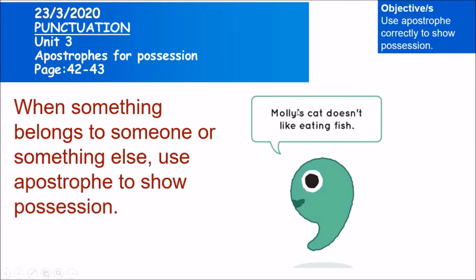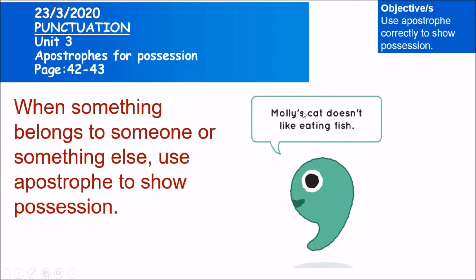The first is apostrophe for contraction, like this one. Instead of writing does not, you use apostrophe to join the two words. So you have doesn't. And the second use of apostrophe is to show possession, or to show the owner, who owns the thing.